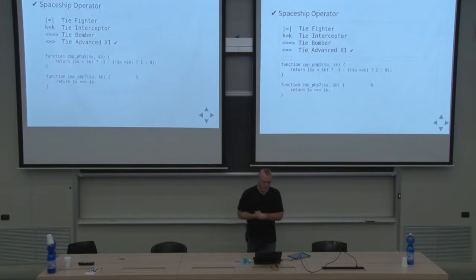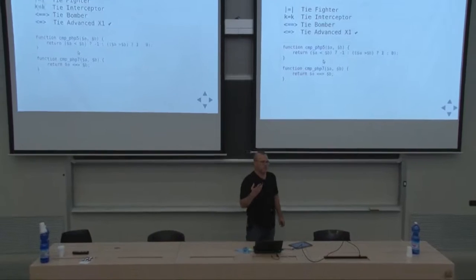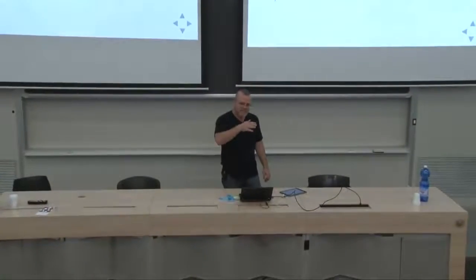There's a spaceship operator. This is for comparison functions. We found that a lot of people manage to get their comparison functions wrong. If you don't have a stable comparison function, your sorts are going to be messed up. If A is less than B, then B has to be greater than A. And if your comparison function doesn't do that right, then the sort is broken. This will do the right thing automatically. It will return minus 1 if A is less than B, 1 if it's greater, and 0 if it's equal, all in one little operator.